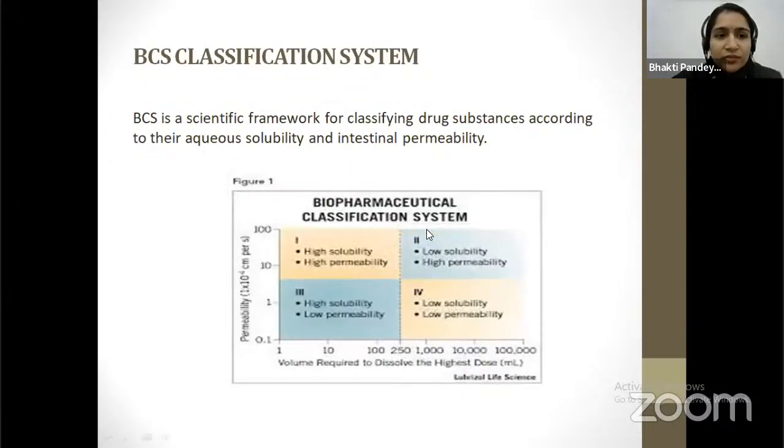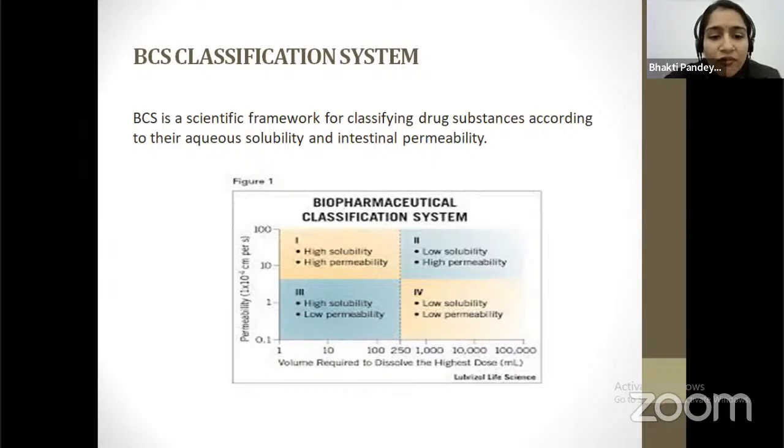Then comes the BCS classification system. We have a classification system which is called the biopharmaceutical classification system. BCS is a scientific framework for classifying drug substances according to their aqueous solubility and intestinal permeability. So we have four classes for the solubility or permeability of drugs. We can differentiate between highly soluble or low soluble, or highly permeable or low permeable drugs.